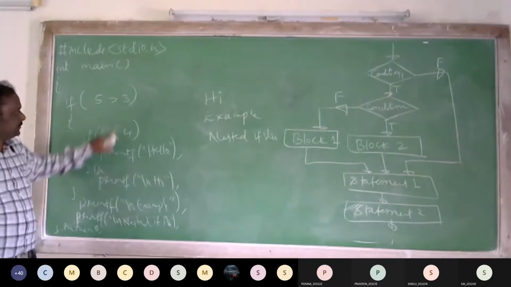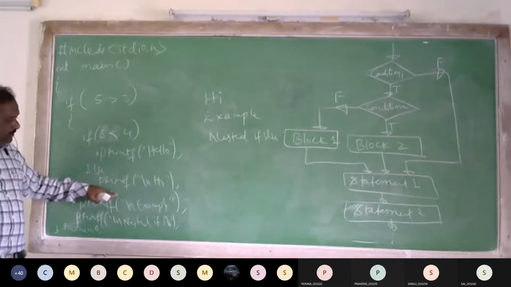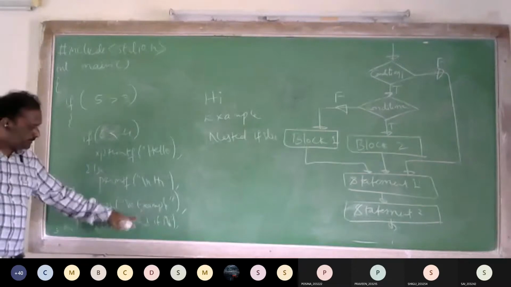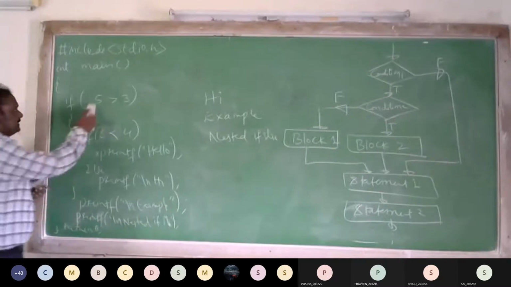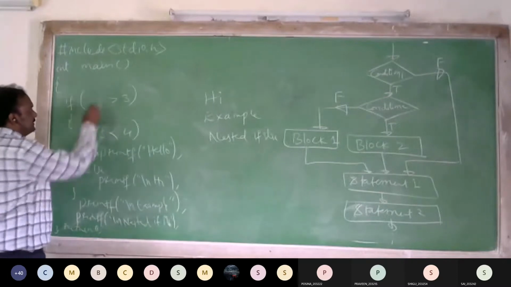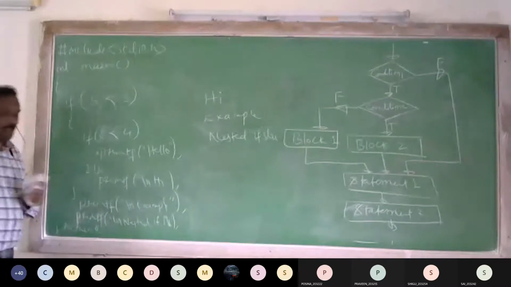If the condition 1 is true, condition 2 is false, then the else block is executed. Then it will execute all these statements. Example, nested if else. Now I will change this condition. Third case. 5 is less than 3.